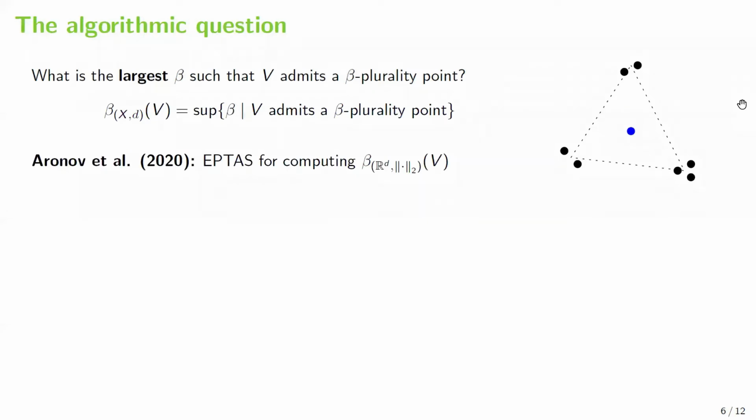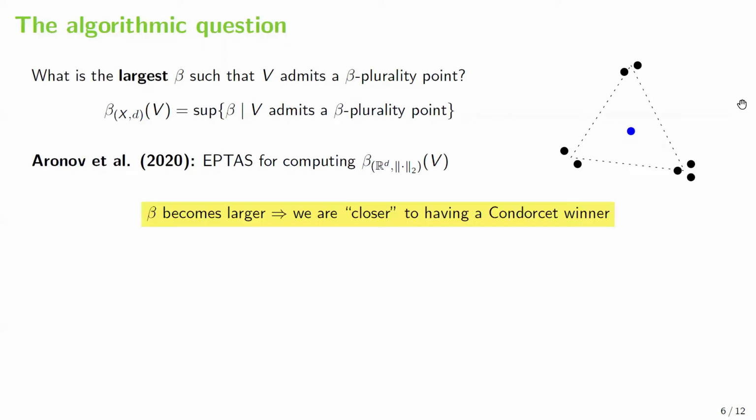So Aronov et al., in their paper, showed that there exists an efficient polynomial time approximation algorithm for computing this beta of V for the spatial case, when the metric space is a d-dimensional Euclidean space. So we know that if the algorithm gives us a relatively large beta, it means in some sense that for this specific set of voters, we are close to having a Condorcet winner.